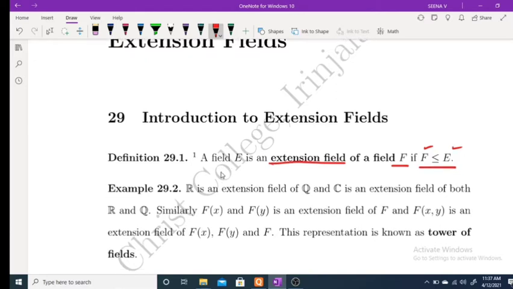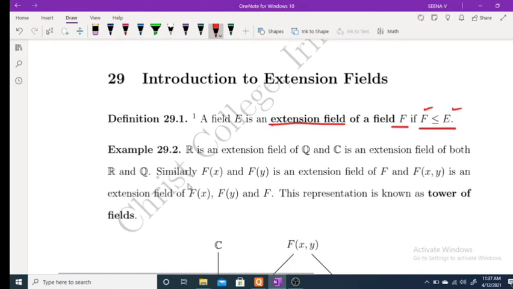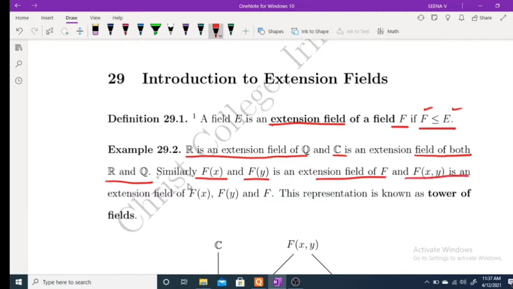If we move to an example, R is an extension field of Q, and C is an extension field of both R and Q. Similarly, consider F[x], the ring of polynomials. F(y) is an extension field of F, and F(x,y) is an extension field of F(x), and F(y) is also an extension field of F.